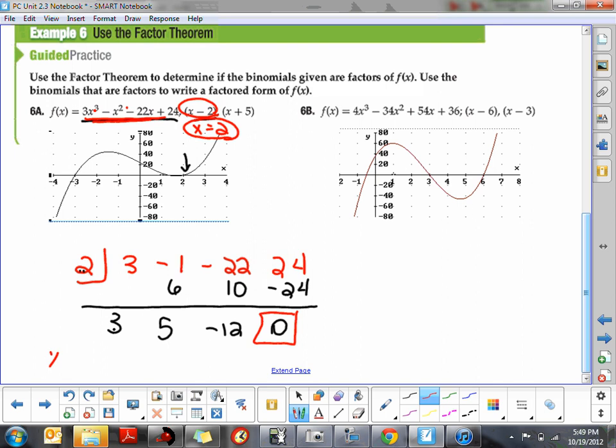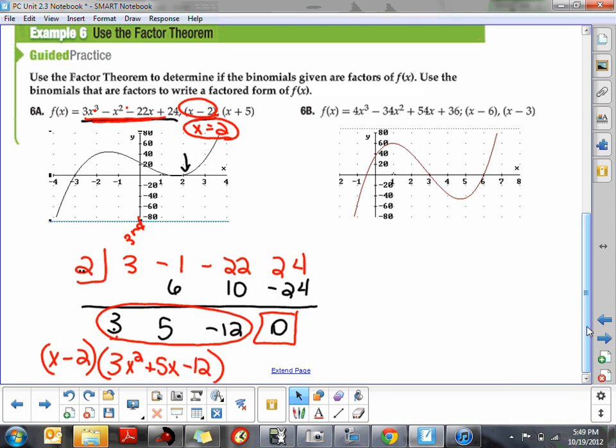So that means x minus 2 times, now our depressed polynomial will be 1 degree smaller. So it was a third degree polynomial, so now it's going to be a second degree polynomial. It's 3x squared plus 5x minus 12. And now we have it as two factors. Okay, so we just got done doing that.